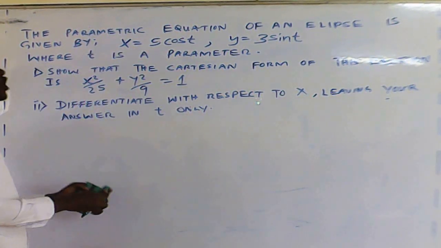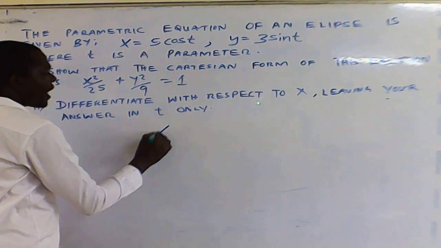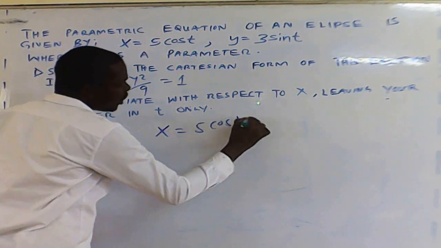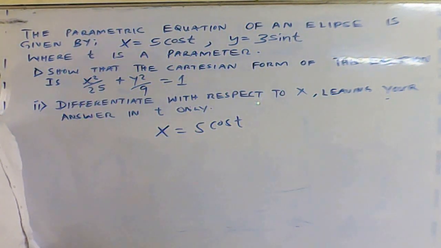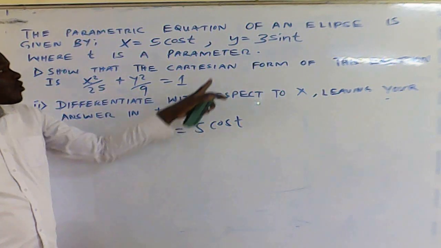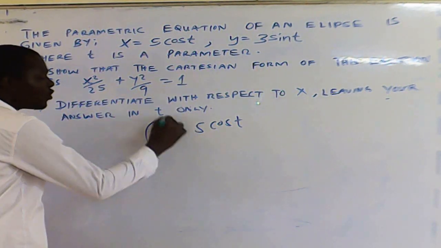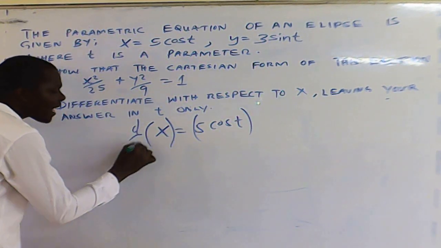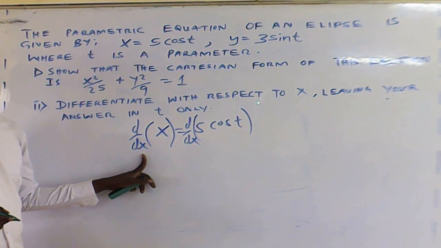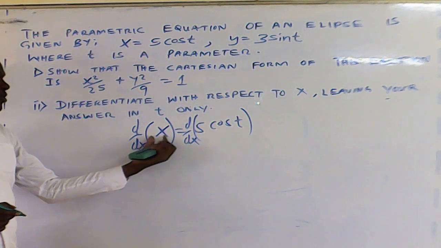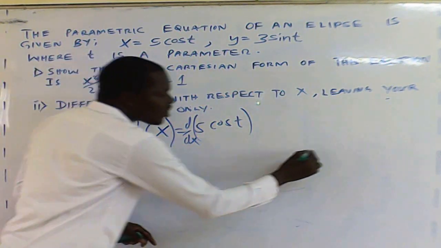So you start. The first parametric equation here is x equals 5 cos t, isn't it? So we want to differentiate x with respect to. We've been told to differentiate with respect to what? To x. Are we together? So if you want to differentiate with respect to x, you introduce d/dx on both sides of the equation, meaning you are differentiating with respect to x. Are you seeing that? Are we together? Yes. So if you differentiate x, you get 1. Because it is x raised to power 1.